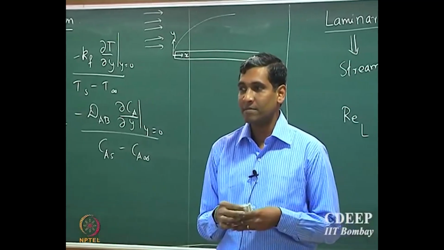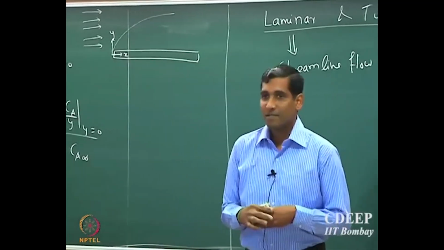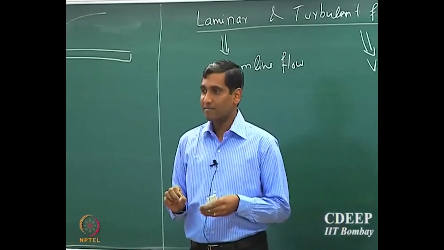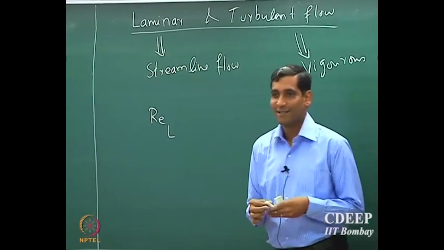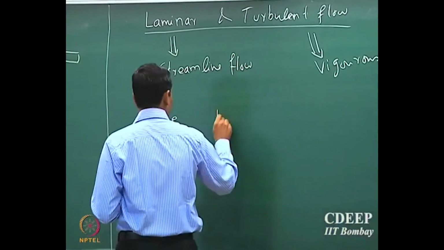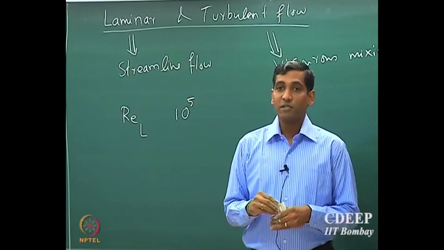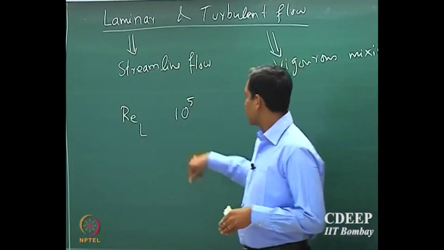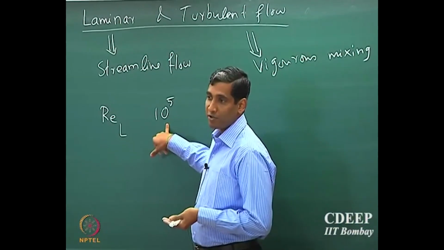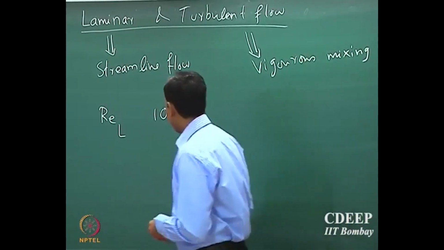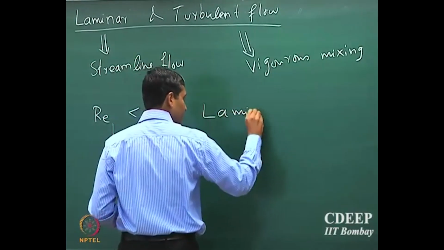That's for which system? That's for pipe flow. This is not a pipe. That's for flow through a tube, right? What is it for a flat plate? So it's 10 power 5. So the length at which the Reynolds number reaches 10 power 5 is actually the limit for the laminar flow regime. Anything less than 10 power 5 is laminar.